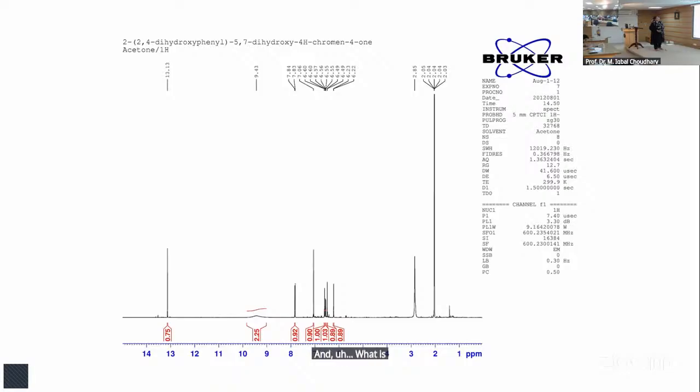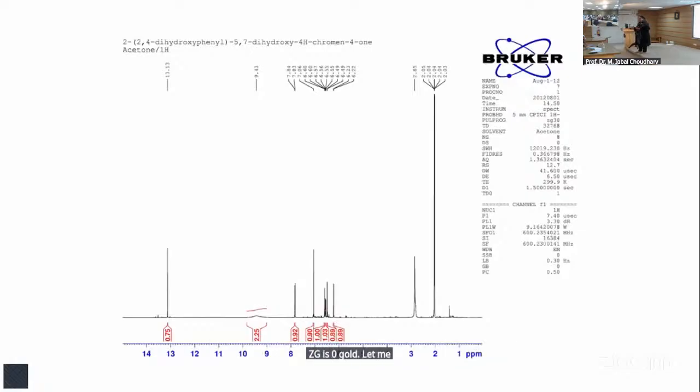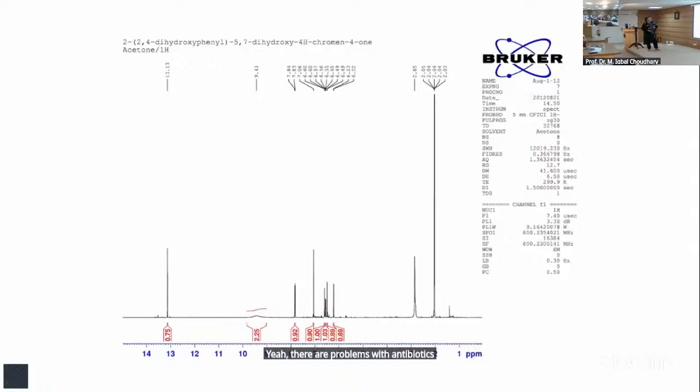And what is the pulse program that has been used? All right, good. ZG30 is the pulse program. In NMR experiments, ZG is zero and go, then we start the NMR experiment. So ZG30 is the name of the proton NMR experiment. There are thousands of NMR experiments, but ZG30 is for proton NMR. So these are the important things.